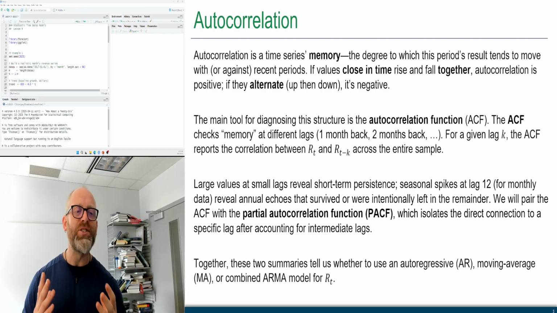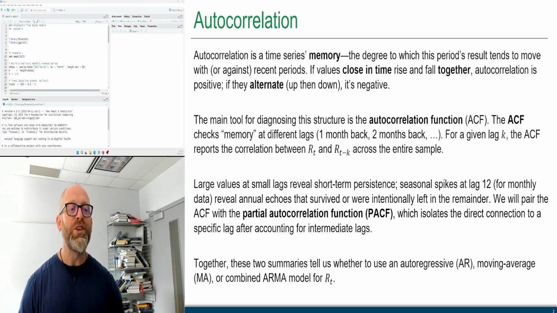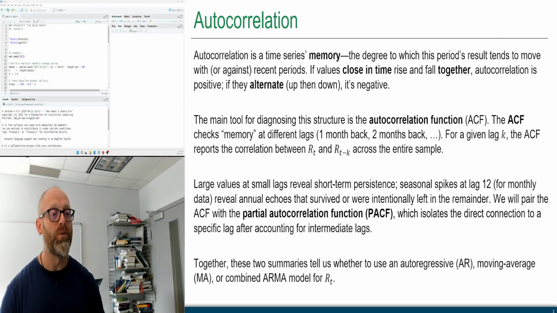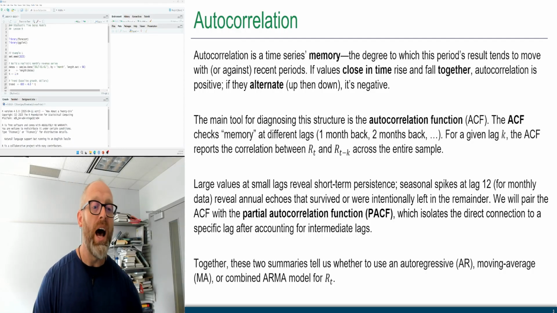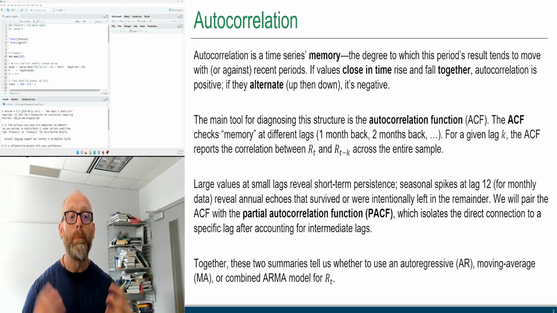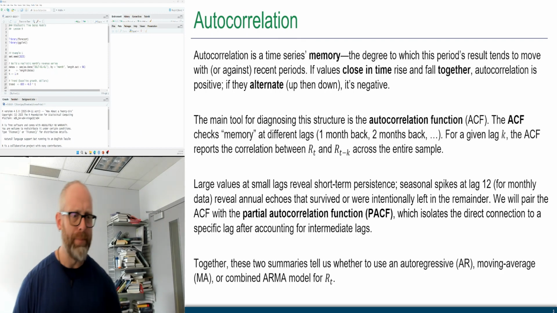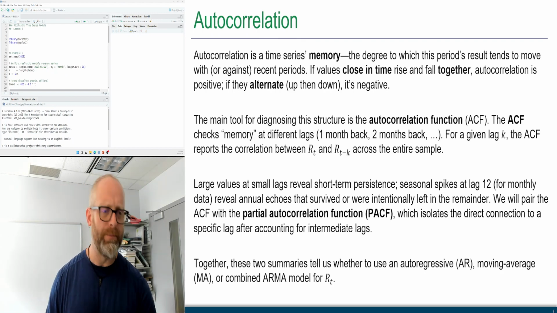So together, these two summaries tell us whether we want to use certain types of models to account for that randomness overall. So we have an autoregressive model, a moving average model, or we want to combine the two for an autoregressive moving average model. And again, this is all to model the remainder.